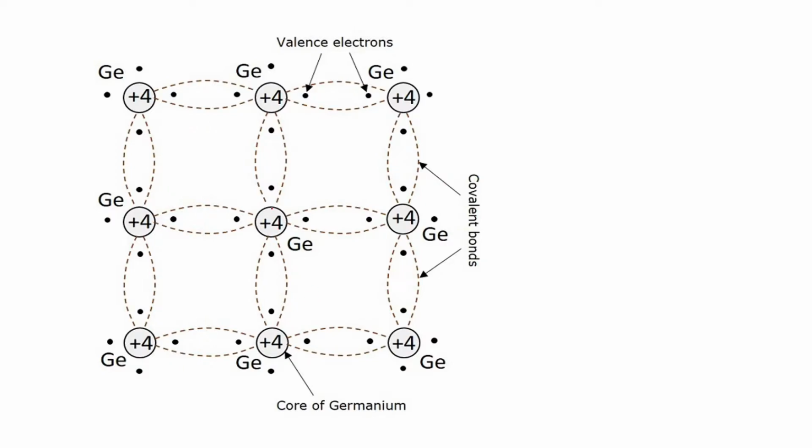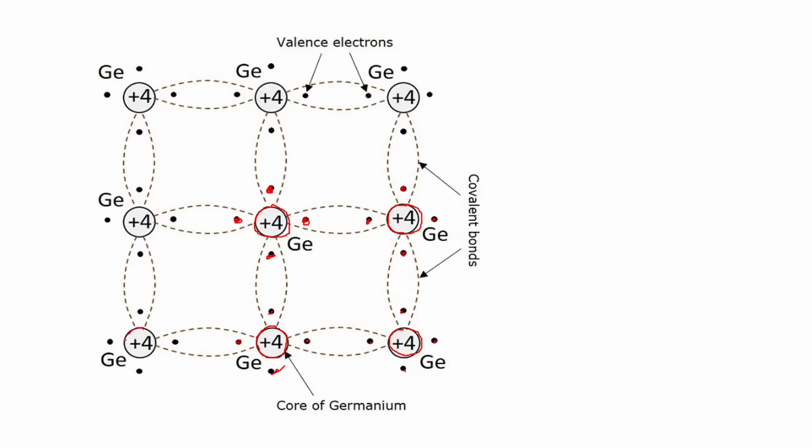So here you have shown a germanium atom which will be having 4 valence electrons, 1, 2, 3, 4. Now this will be joined with another germanium atom. That germanium atom will have 4 valence electrons, as I have told you earlier. Similarly here, you can have a germanium atom. This will have 4 valence electrons. Similarly, here you have a germanium atom. This will have 4 valence electrons.